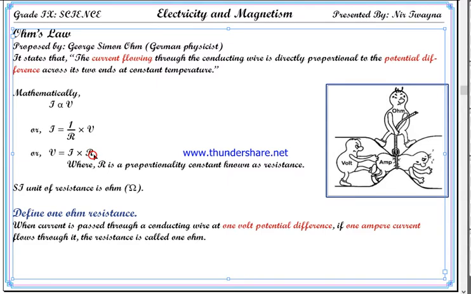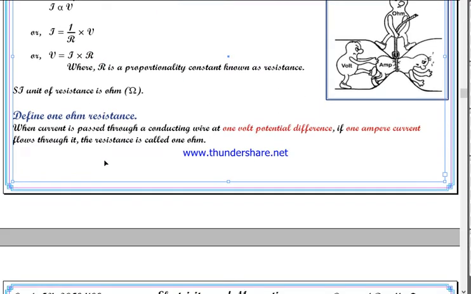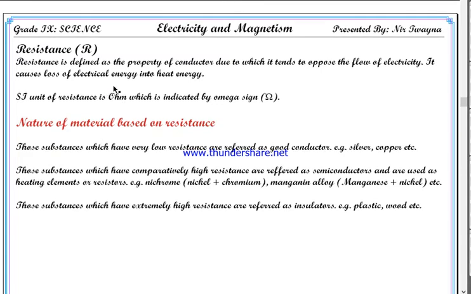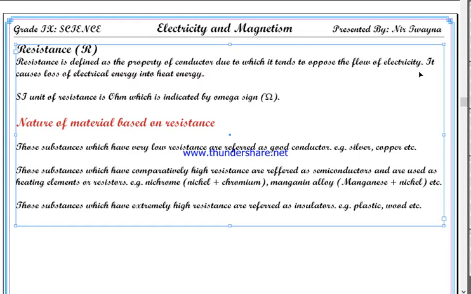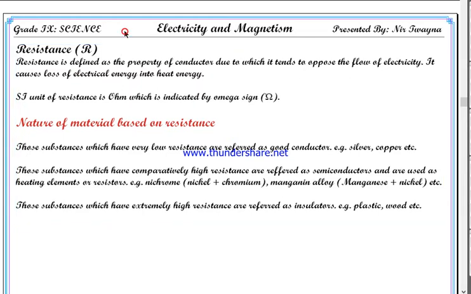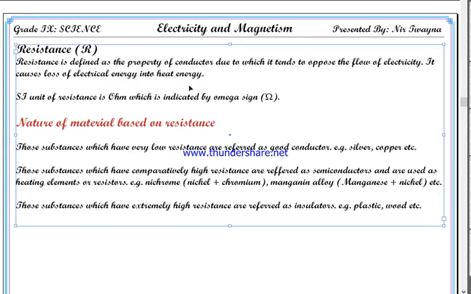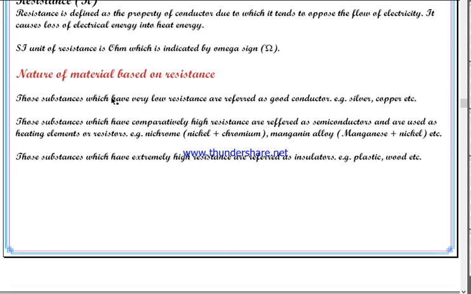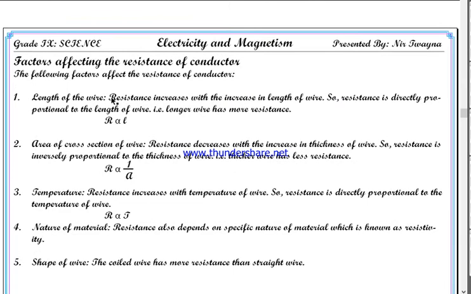So this R means resistance, and then next we defined resistance. Resistance is defined as the property of conductor due to which it tends to oppose the flow of electricity, and it causes loss of electrical energy into heat energy. Any confusion up here?